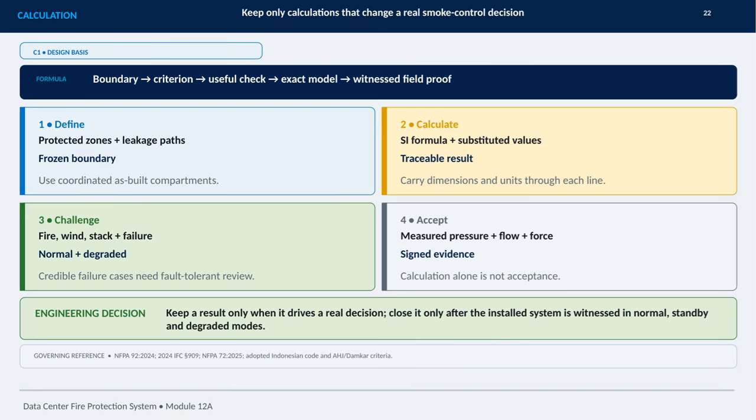A calculation by itself is not acceptance. The installed system must be witnessed in normal, standby, and degraded modes, and the result should be retained only when it drives an engineering decision. This approach is aligned with the listed NFPA, IFC, Indonesian Code, and AHJ or Damker criteria.